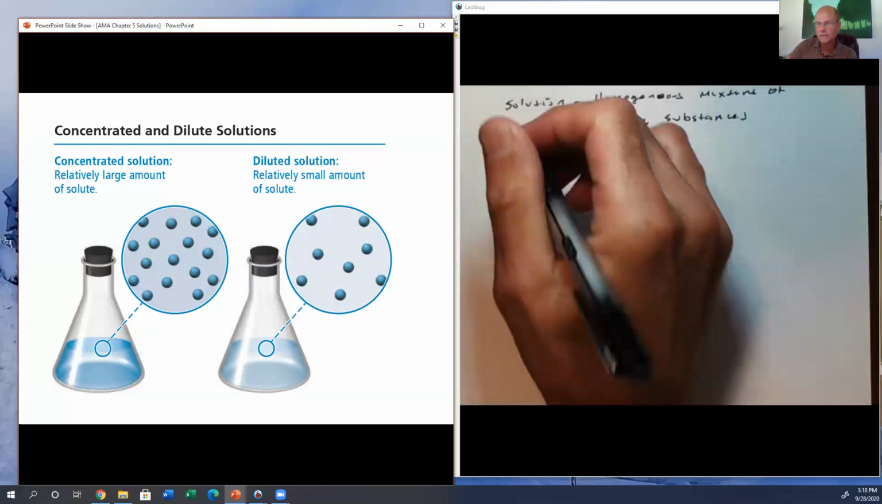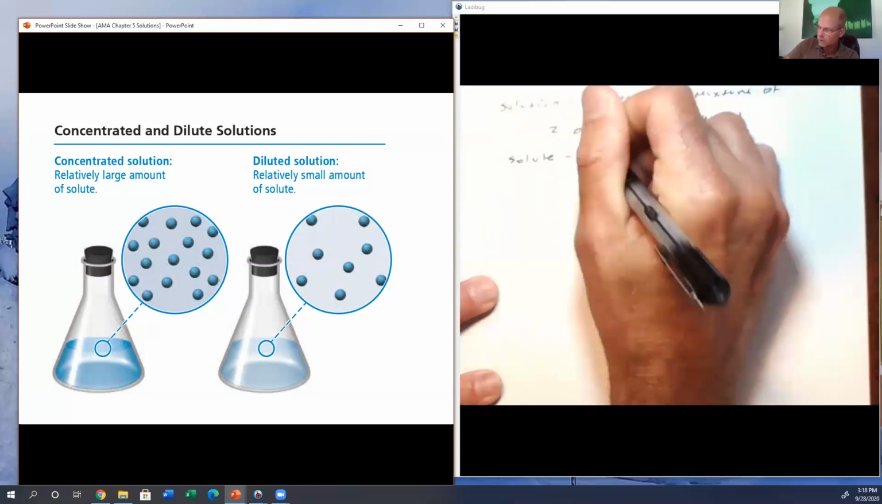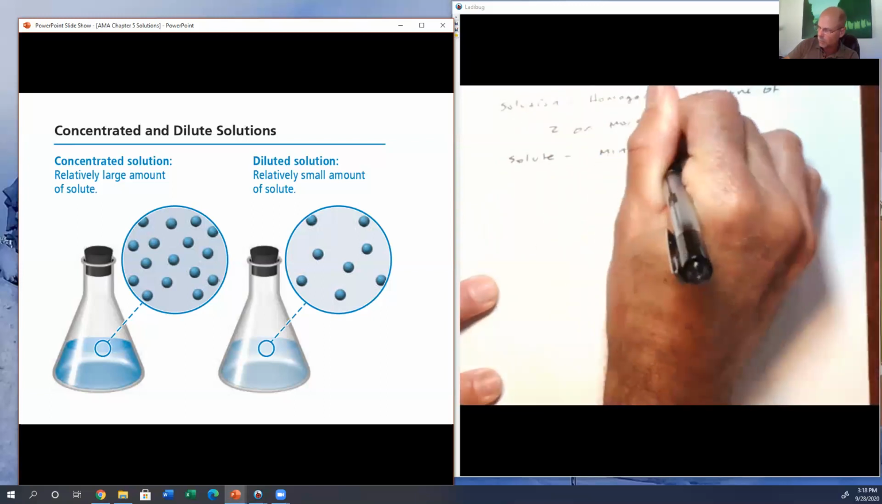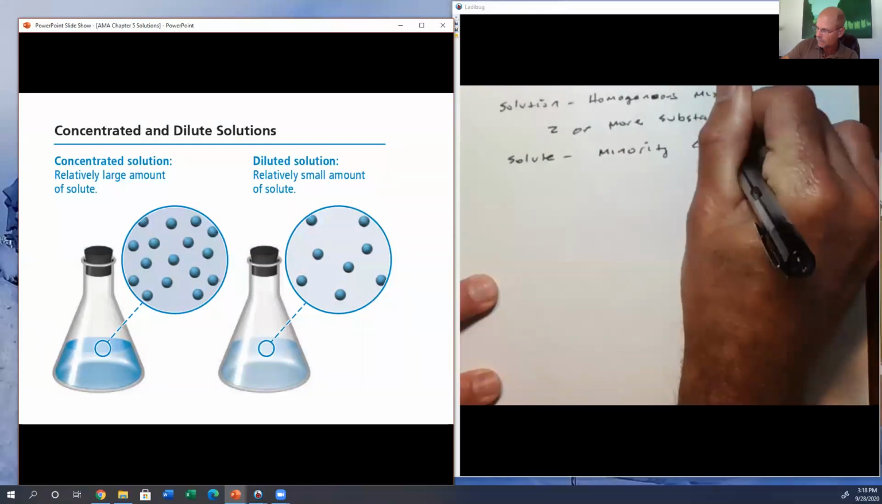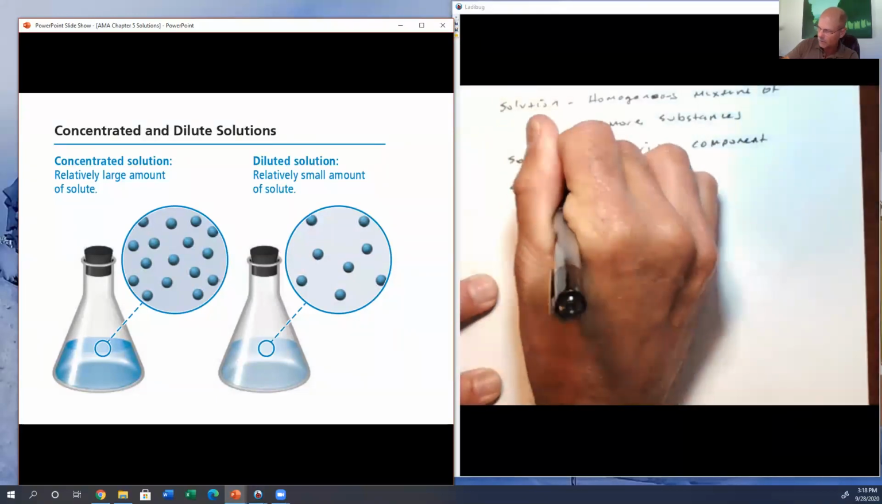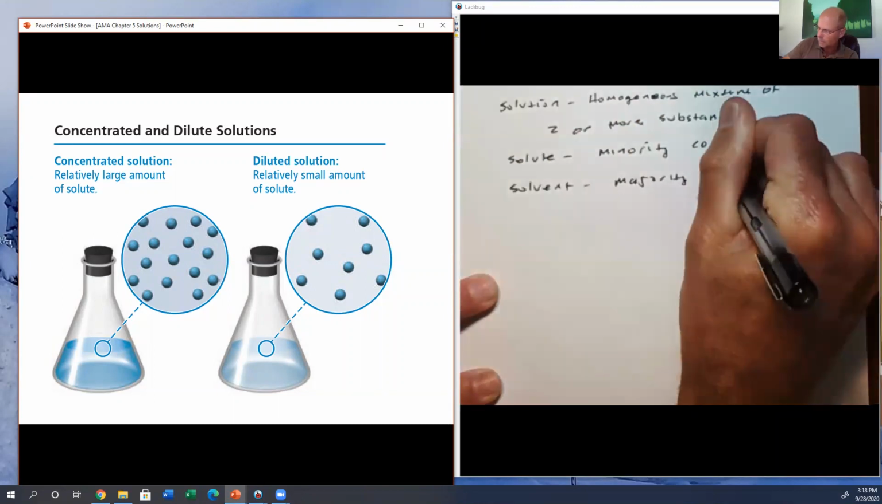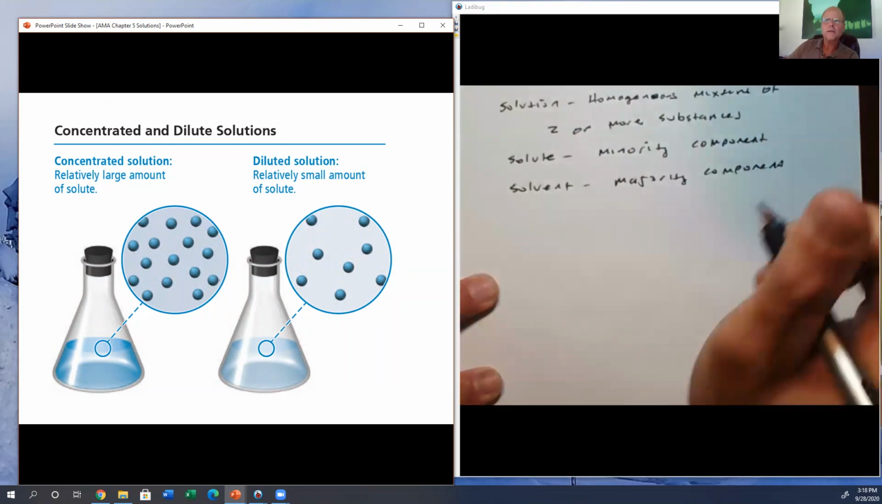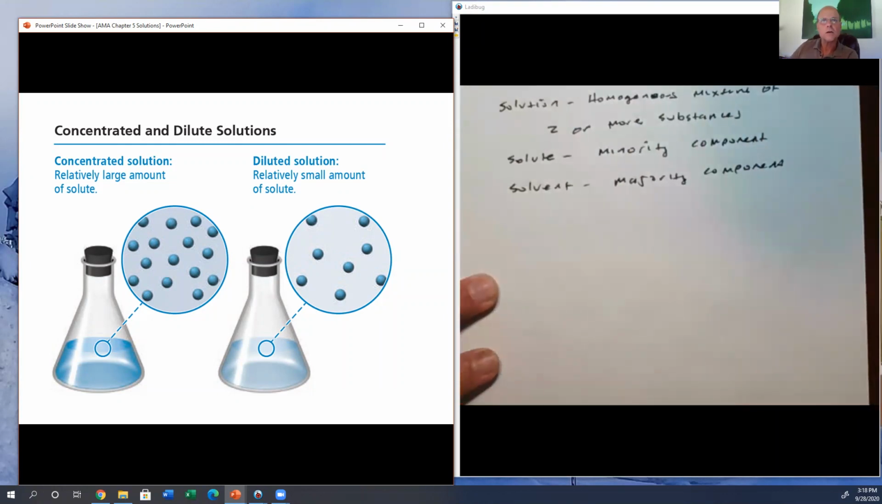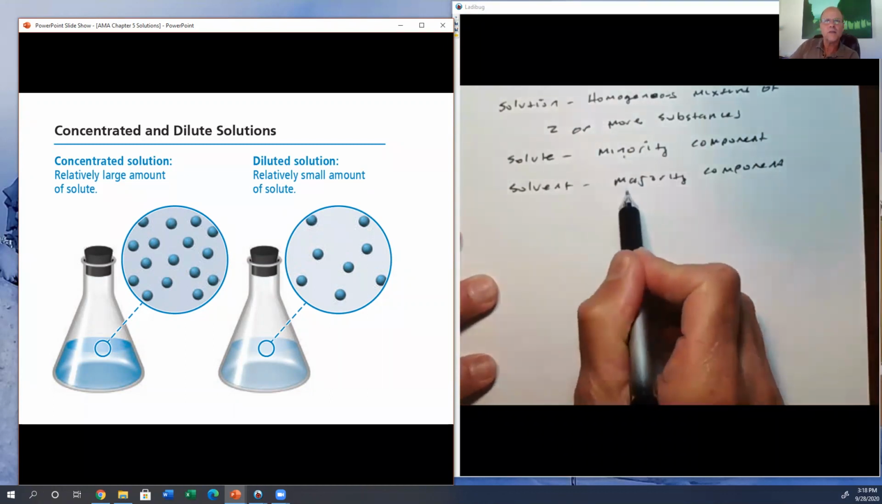Let's see, a solution has two components. The solute, which is normally the minority component, and the solvent, which is usually the majority component. So when you have a solution of salt water, sodium chloride is the solute and water is the solvent, right?